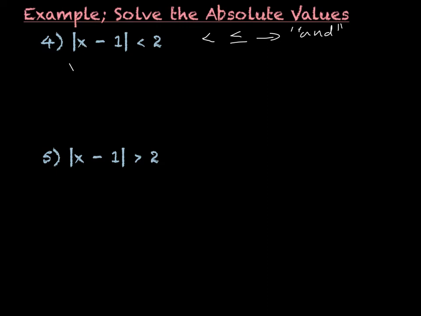Now I write it as is without the absolute value. X minus 1 is less than 2, and x minus 1 is greater than negative 2. Okay, so I flipped my sign and I flipped my sign. Okay, so you flip the inequality, you flip the sign. Flip them both. And now I solve.